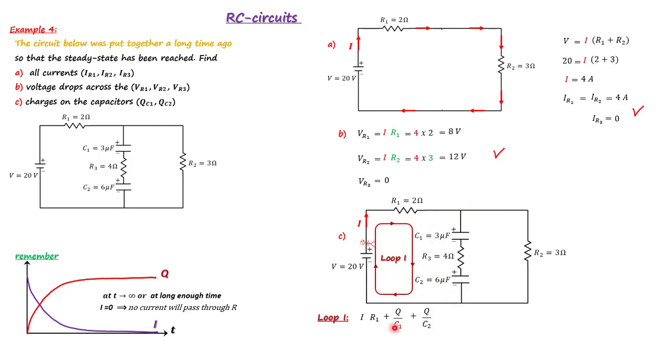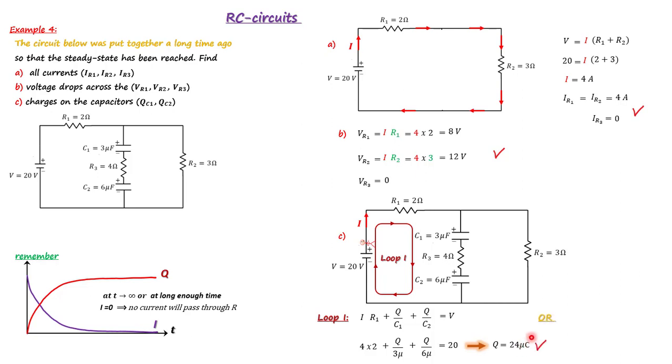So this must be equal to the sum of all the batteries on this path, which is V. Now I is 4, R1 is 2, plus Q over C1, which is 3 microfarad. Let's use just micro. Then we have Q over 6 micro. And on the right side, we have 20 volts. From here, we can get the charge as 24 microcoulomb.